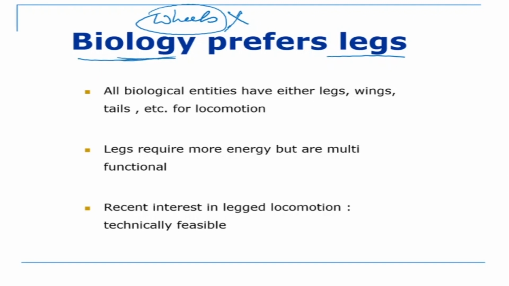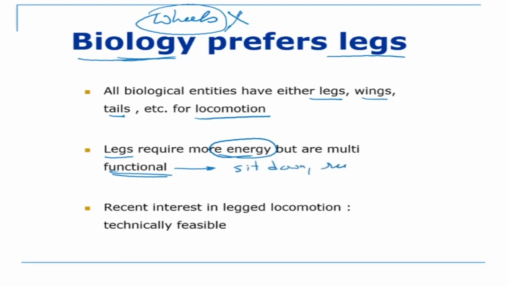Now all biological entities either have legs, wings, or tails for locomotion. One of the disadvantages of legs is that legs require more energy, but they are multifunctional. What is this multifunctional? For example, you can sit down, you can run, you can walk, you can lie down, etc.